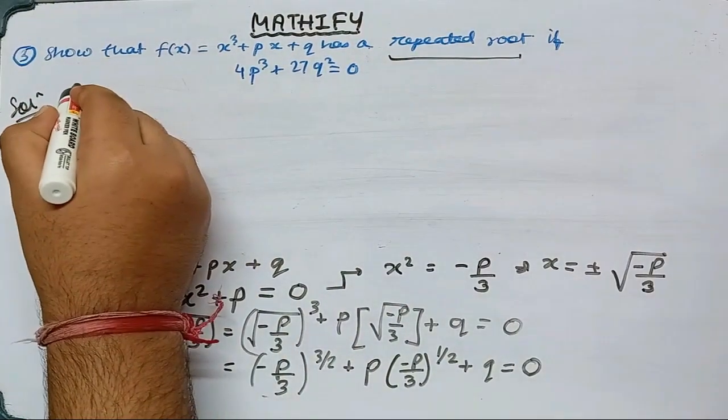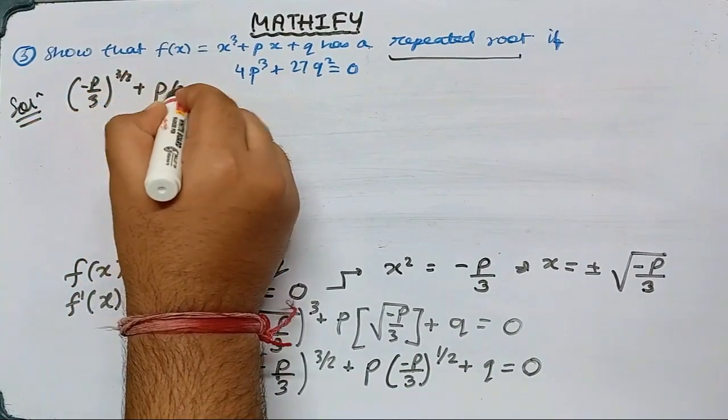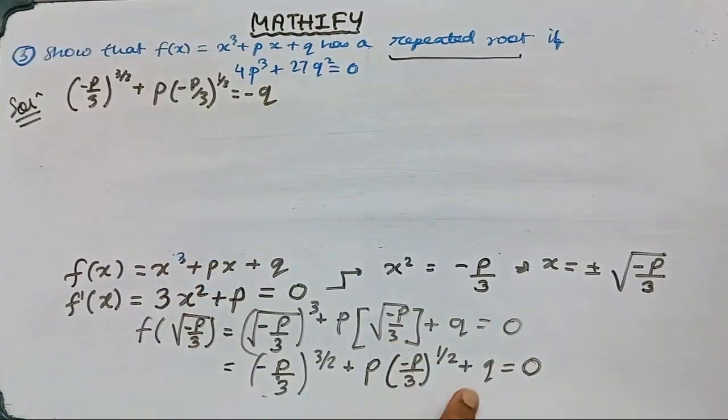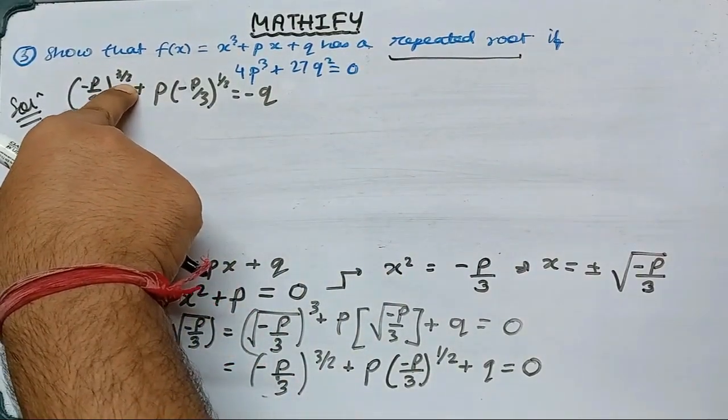So this is the expression that we have got: minus p by 3 whole raised to the power 3 by 2 plus p into minus p by 3 whole raised to the power half is equal to minus q. I have transposed q to RHS, and now what I can do is simply square both sides to remove this half in the powers.